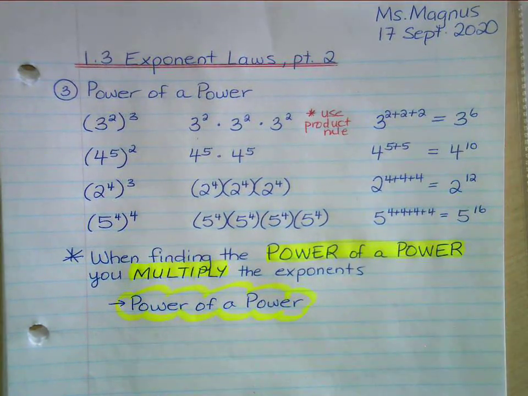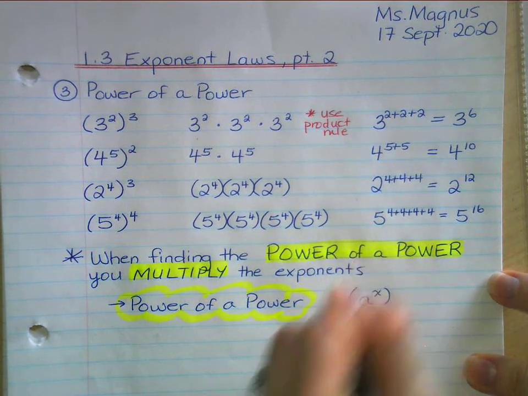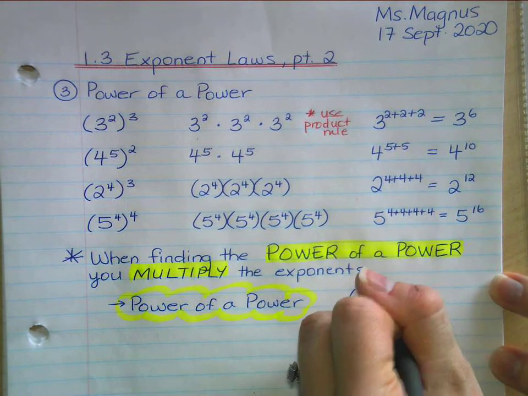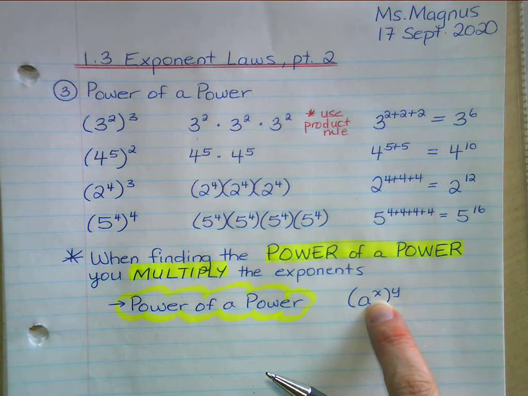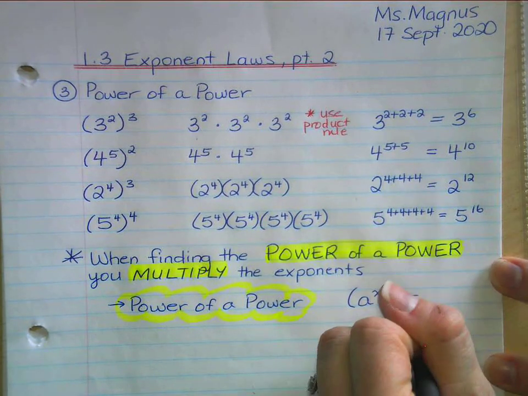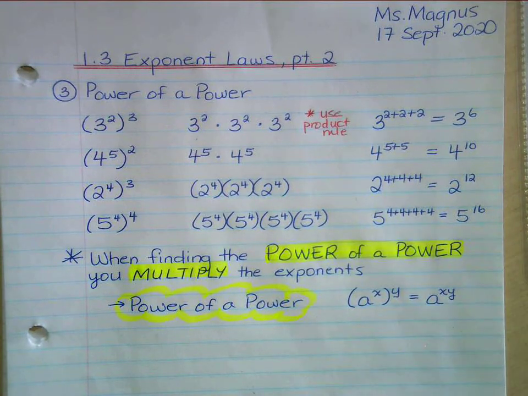So we're going to use those a, x, and y just like we did with our other general examples. So it would be like a to the power of x all to the power of y. So I've got a power on top of a power. x, y. x times y, right beside each other, so that means multiply.